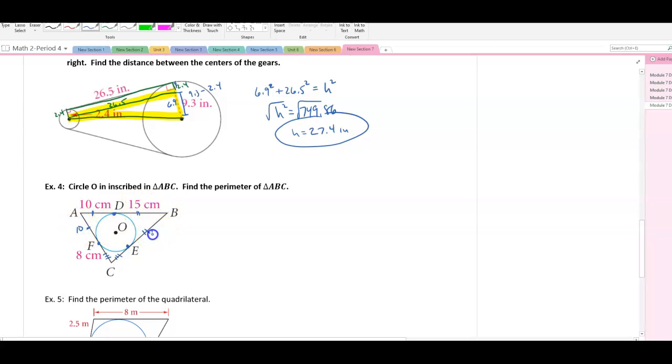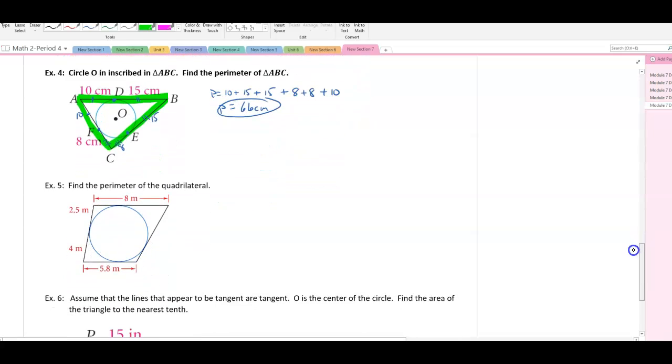If that's 15, what is this going to be? 15. So now the perimeter is just going to be 10 plus 15 plus 15 plus, what is this segment? 8 plus 8 plus another 10. And when I add these all up, 50 plus 16, the perimeter would be 66 centimeters. And remember, the perimeter is just the distance around the triangle. So you're just adding up all of those sides.